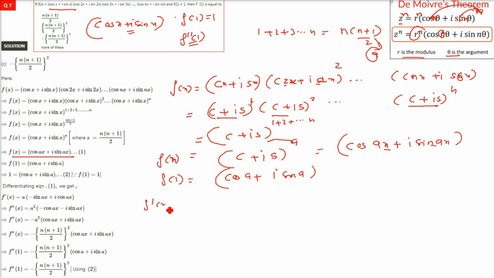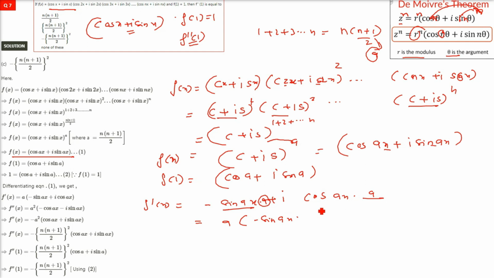This has to be kept in mind because we are going to use it in a short while. Now f'(x), differentiated. cos ax gives minus sin ax, and i sin ax gives i cos ax, and in both terms the differentiation of ax will bring a. So we have minus a sin ax plus i a cos ax. You can take a outside. This is f'(x) only.